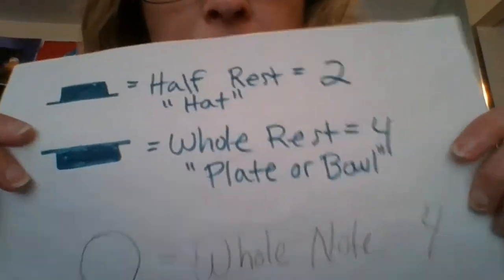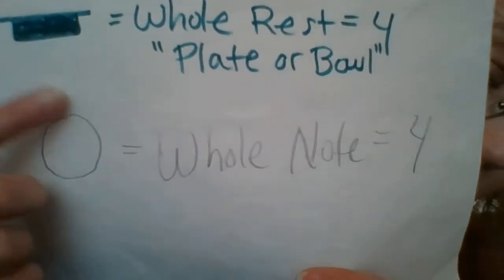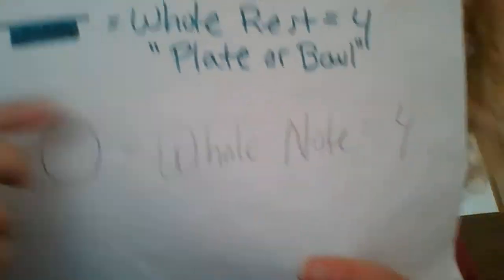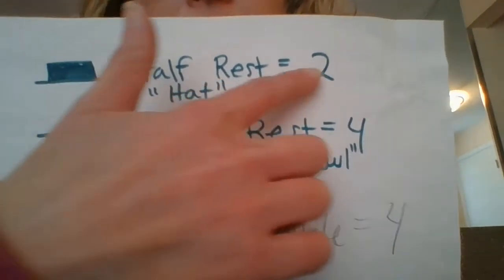Okay, good job. Now I also introduced the whole note to some of my kids this week. So here we have, let me see if I can see it, okay? This is the whole note, it's just a circle. And this equals the whole note, and it gets four counts. And here, I'm sorry, it's a little harder to see. This is the half rest, so it gets two counts.